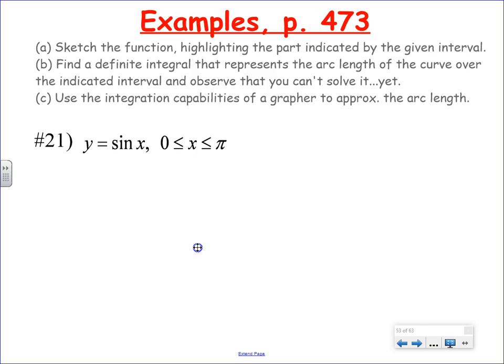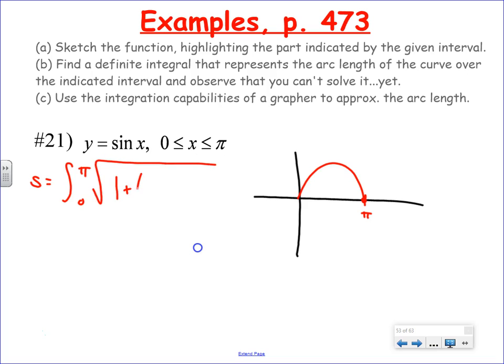I have a different integral. Interesting. Okay, we're going between 0 and pi. We know what sine looks like. We want the arc length, so the integral from 0 to pi of the square root of 1 plus cosine squared of x. Why don't we just solve it?